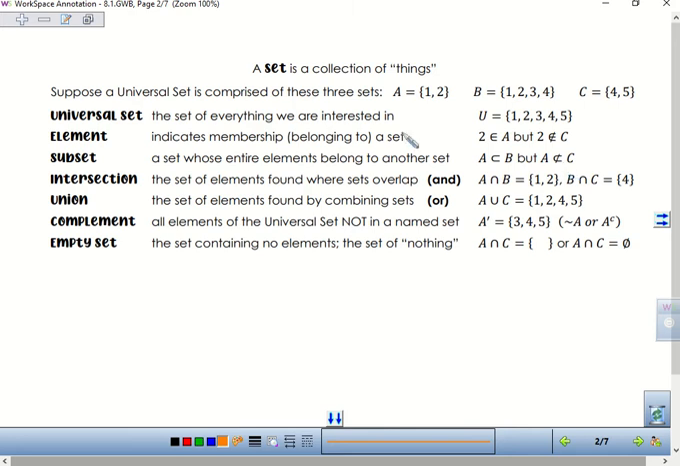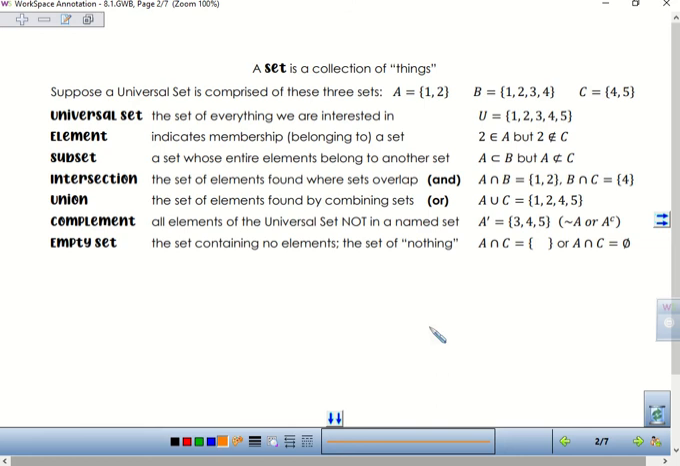So intersection is the set of elements found where the sets overlap. So we use the term and for this. So when you see and, we're talking about intersection. So this is basically what the 2 sets have in common, and we use this upside down U shape to talk about that. So what does set A and B have in common? What 2 numbers? 1 and 2. That's where that comes from. And then what does sets B and C have in common? 4.